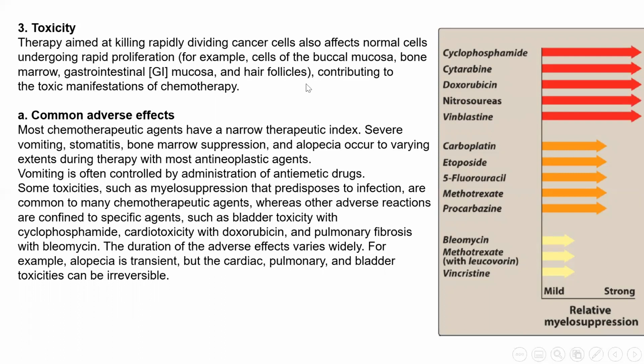So we have common side effects from using chemotherapy. Maybe all patients lose their hair. All patients have gastrointestinal side effects, severe vomiting, ulceration, or others. Most patients will get bone marrow suppression and a decrease in their white blood cells, RBCs, and platelets, and, as we said, also increased side effects such as mucosal inflammation.